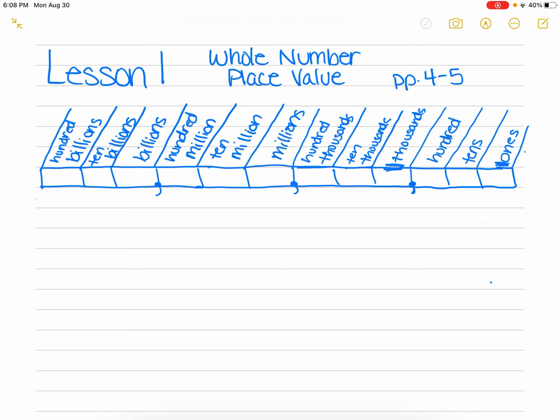Hello students, today we are doing lesson 1, whole number place value, and this will be found on pages 4 through 5 in your book.